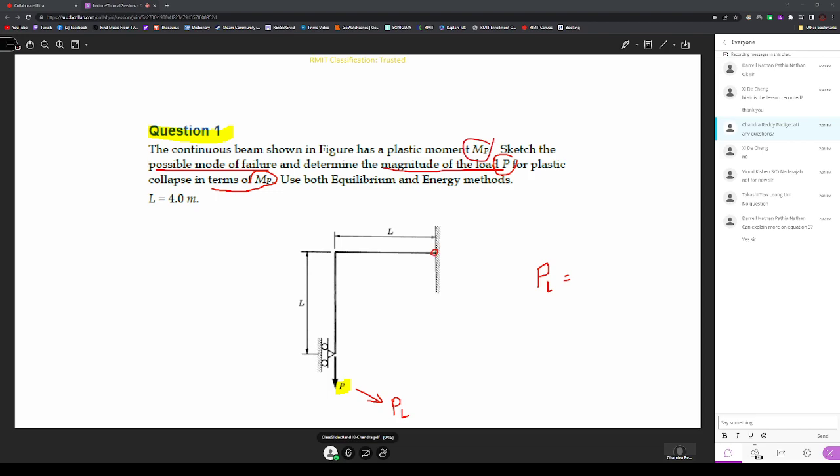So you can expect a plastic hinge developing here, and also a plastic hinge developing here. And you need to find out this plastic load. In terms of the length here, the only parameter is length L, and of course the plastic moment MP. When the load reaches the plastic load, the moments developed at the plastic hinges are the plastic moments MP. Okay.